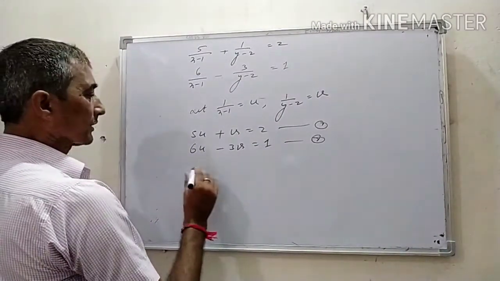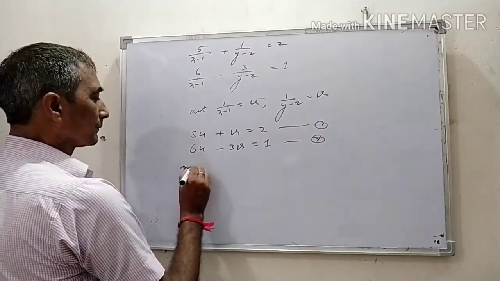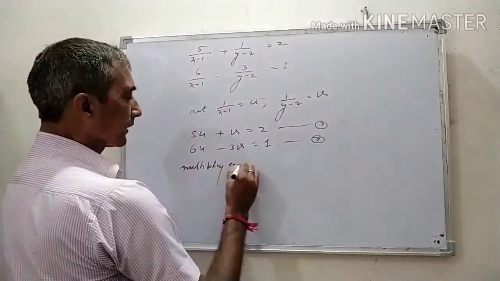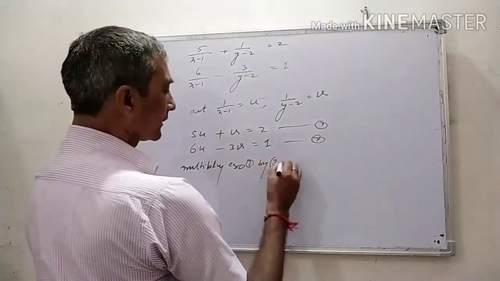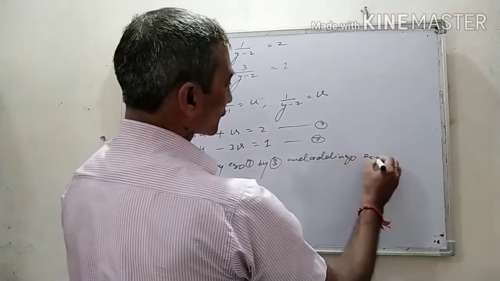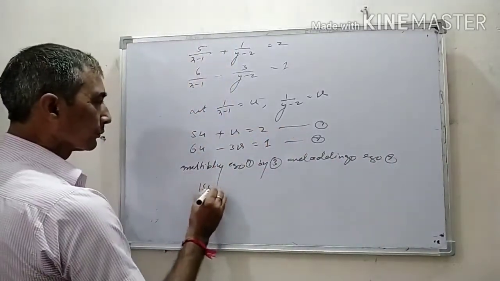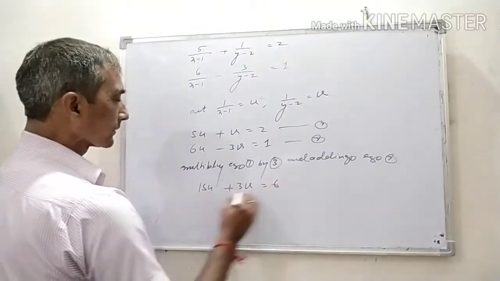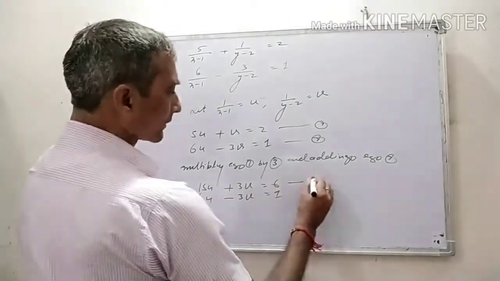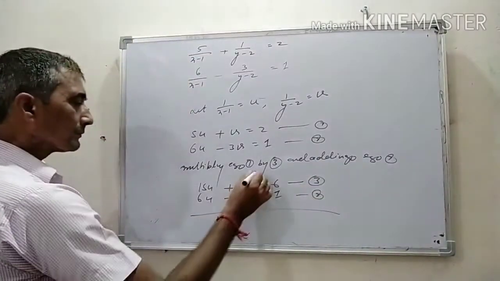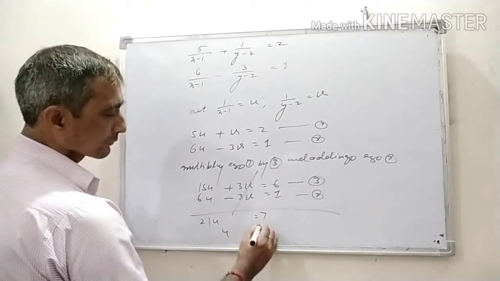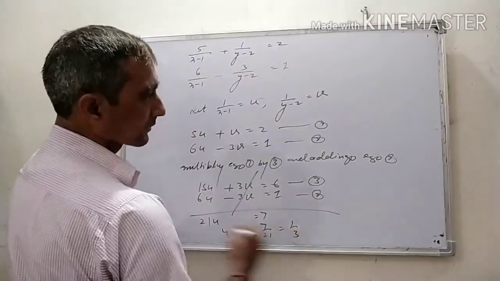Now come on to solve it by elimination method. To solve by elimination method, multiply equation 1 by 3 and add equation 2. 15u plus 3v, 6u minus 3v equal to 3 plus 1. This is cancelled, 21u equal to 7. Now u is equal to 7 by 21, that is 1 by 3.